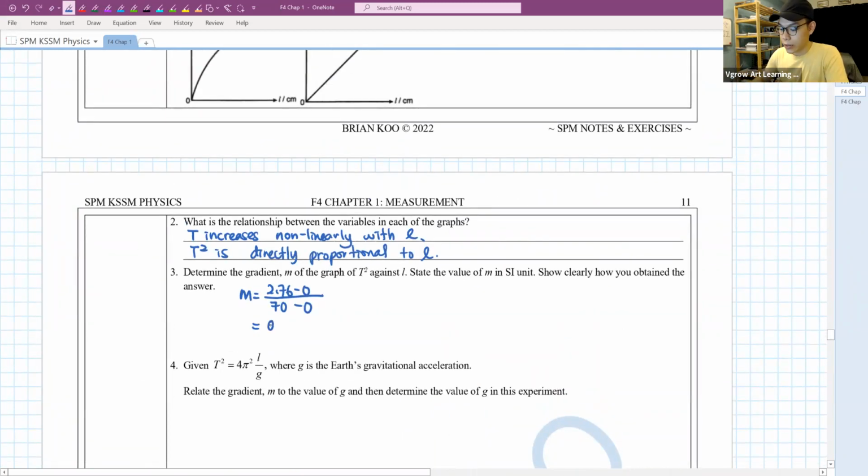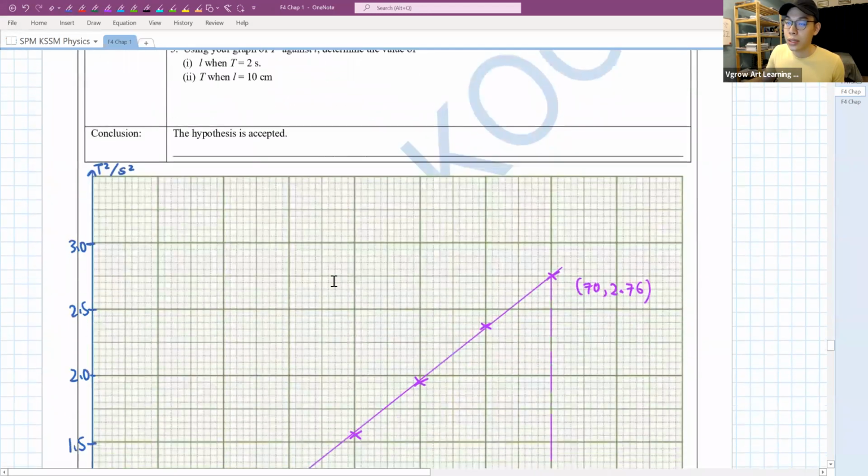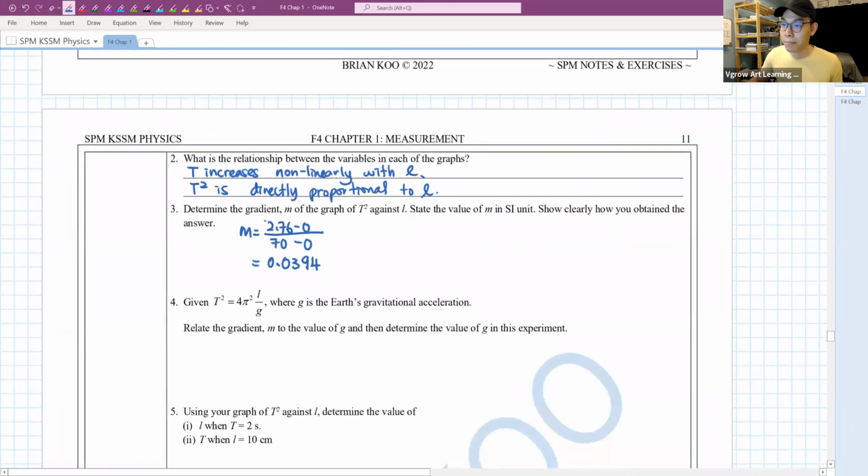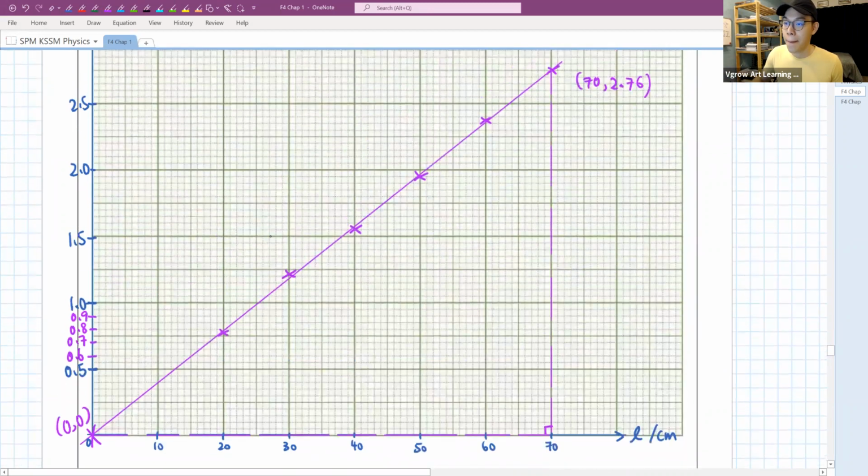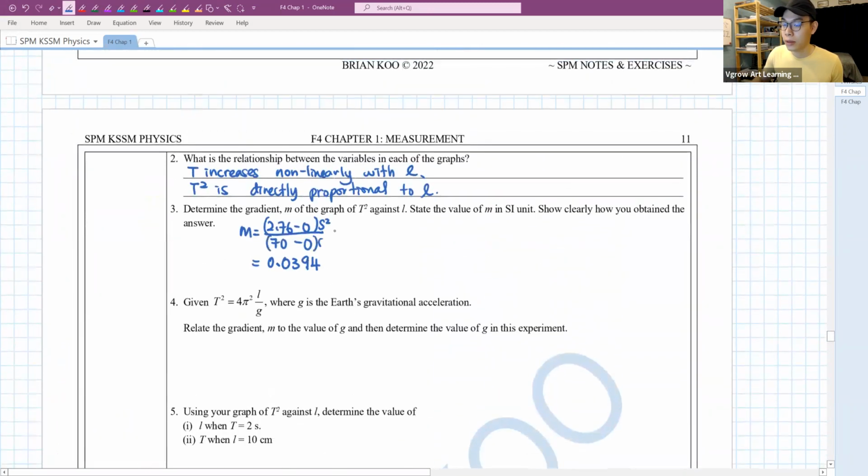The final answer I get, 0.0394. Okay, I'll just leave it to three significant figures. 0.0394. See whether your answer is similar to mine or not. On the top part, we have the second squared. At the bottom part, we got the cm. So it's second squared per cm.